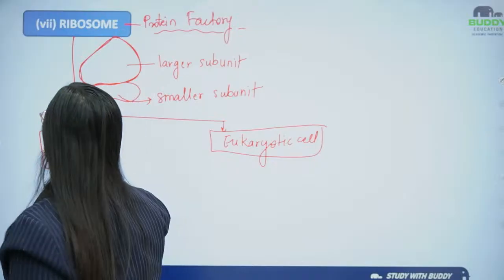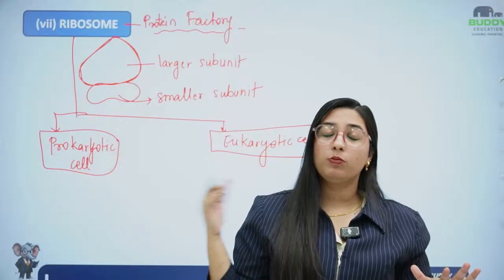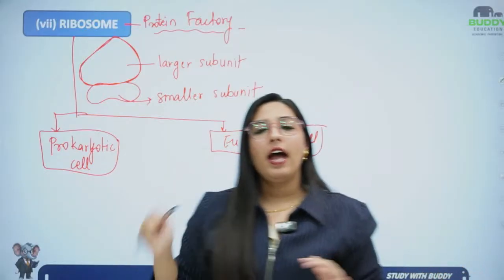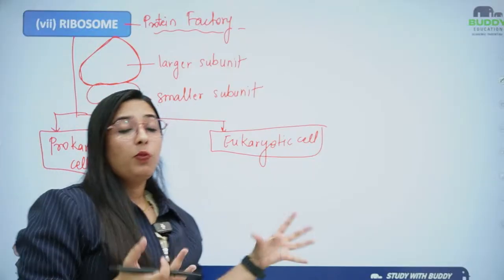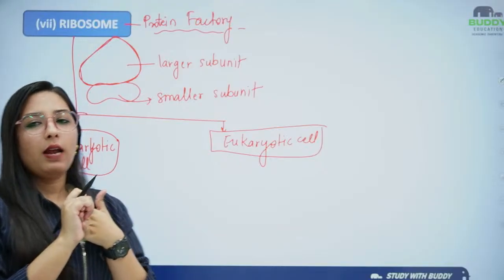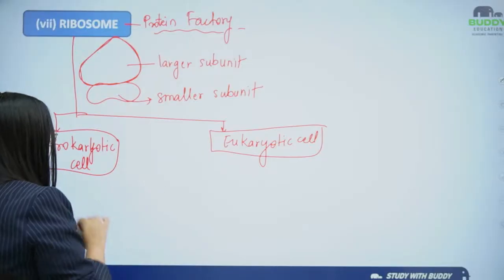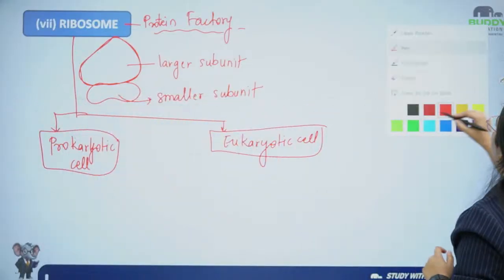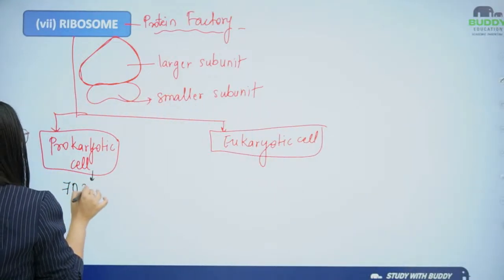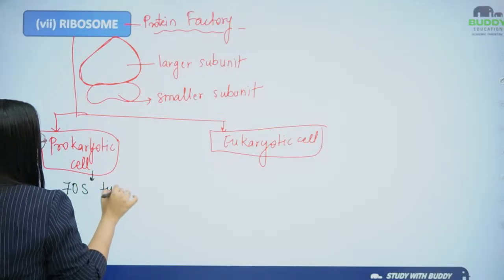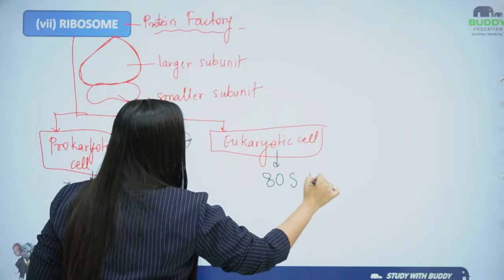When I am talking about a prokaryotic cell, obviously it will be a little less modified, a little smaller than the eukaryotic cell, because prokaryotic cells are the primitive cells, and eukaryotic cells are the new type of cell or the true cell. That is the reason the prokaryotic cell has a lesser version of the ribosome and the eukaryotic cell has the higher version. When I talk about prokaryotic cell, it consists of 70S type of ribosome. And when I talk about eukaryotic cell, they consist of 80S type of ribosome.